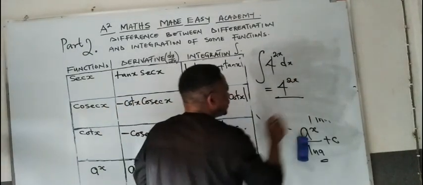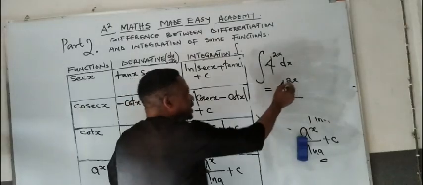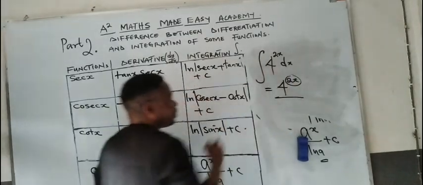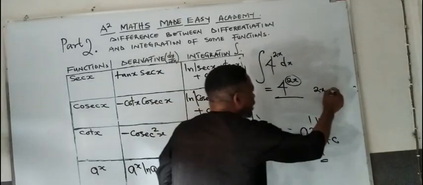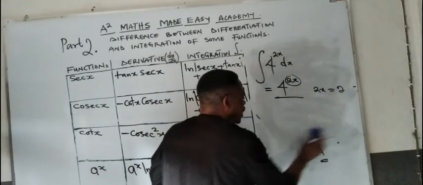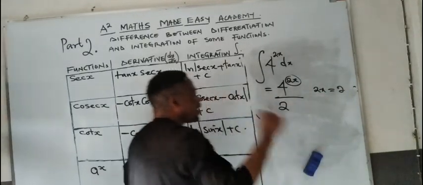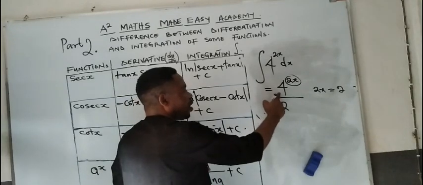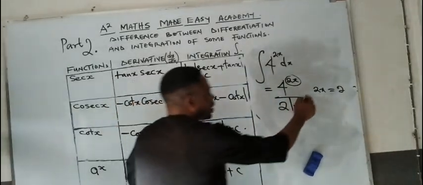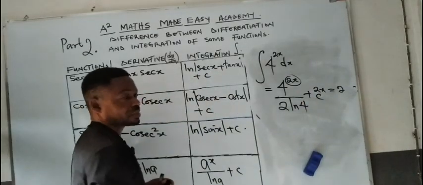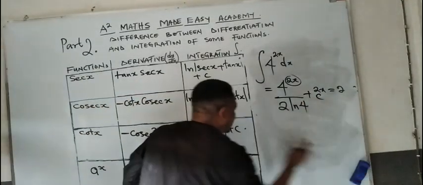Then we now divide. Then after the division, the next thing we are going to do is to differentiate the power. And the power is 2x, right? If you differentiate 2x, the result is 2. Now what do we do? 2 will be here. Finally, take the ln of the base here. I'll call it ln 4. And that is the final answer. Then I'll put plus C. Do you understand?